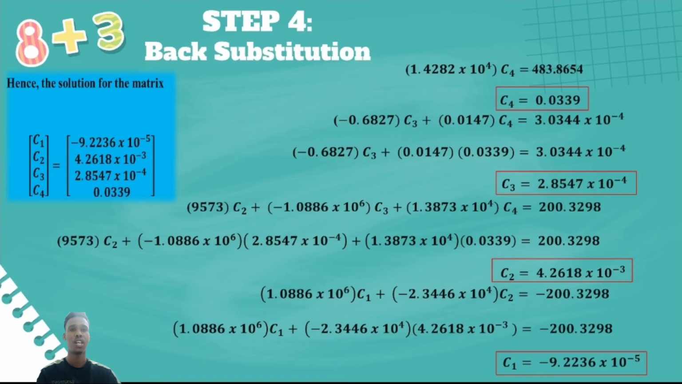My part is step 4, the back substitution. So we're finding C1, C2, C3 and C4 using Gauss elimination. You can see the slide already. We get C1 is equal to minus 9.2236 times 10 to the power of minus 5, and C2 is equal to 4.2618 times 10 to the power of minus 3, and C3 is equal to 2.8547 times 10 to the power of minus 4, and C4, the last one, we get 0.0339.